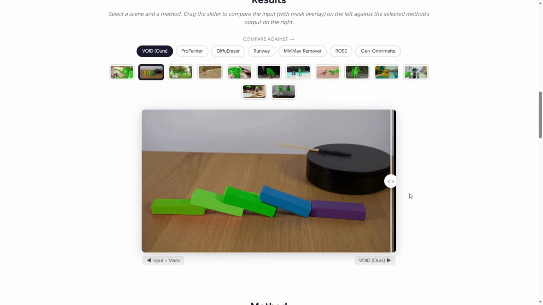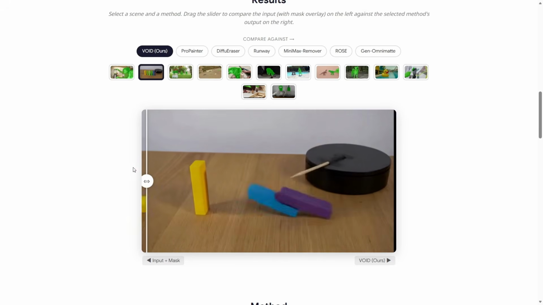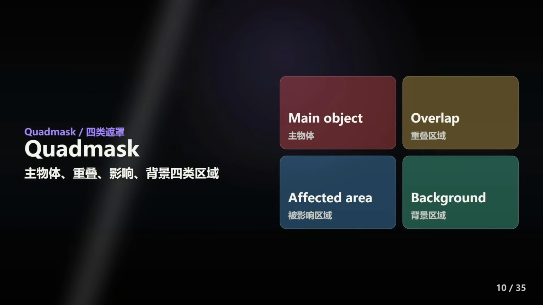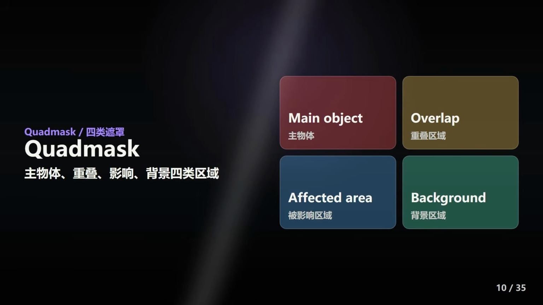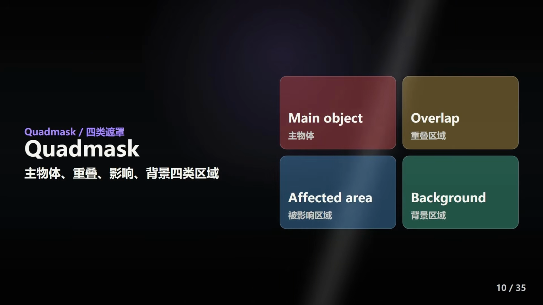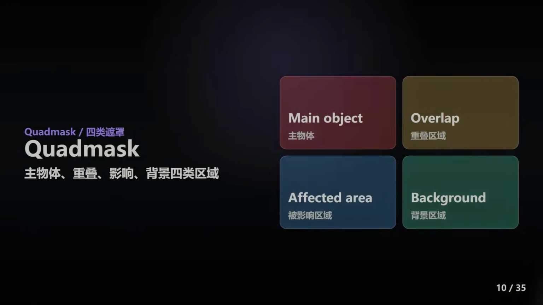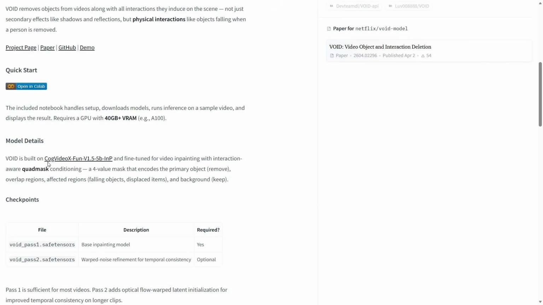For example, if one object hits another object and we remove the object in front, then in theory, the object behind it should not fall down. Of course, the Void model is not magic. It still depends on how accurate the mask is. It depends on the prompt, and it also depends on how complex the interaction relationship is in the original video. But as a direction, it definitely goes one step further than regular video inpainting.